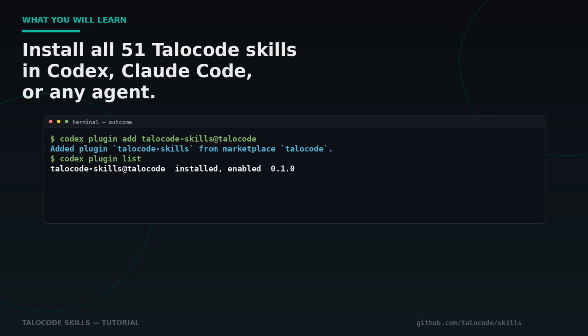Welcome! By the end of this tutorial, you will be able to install all 51 Talocode skills into Codex, Claude Code, or any agent that reads skill files, and you will understand how those skills work under the hood. We will cover what a skill actually is, how to install the full pack as a plugin in Codex and in Claude Code, how to grab a single skill on its own, how agents decide when to use a skill, and finally how to author and validate your own.